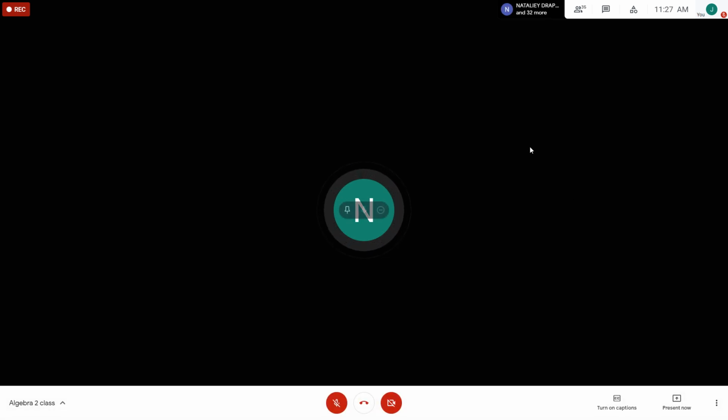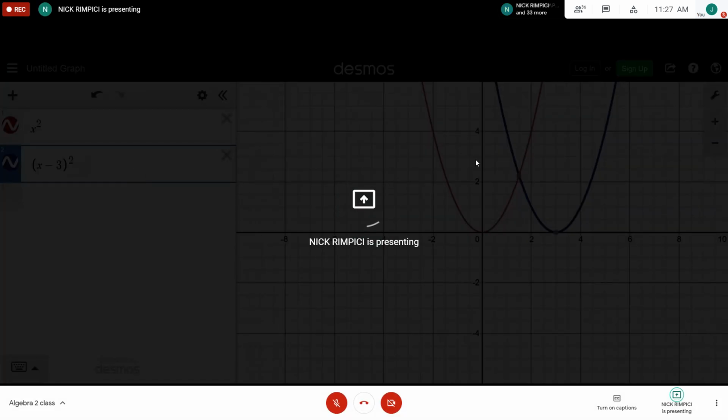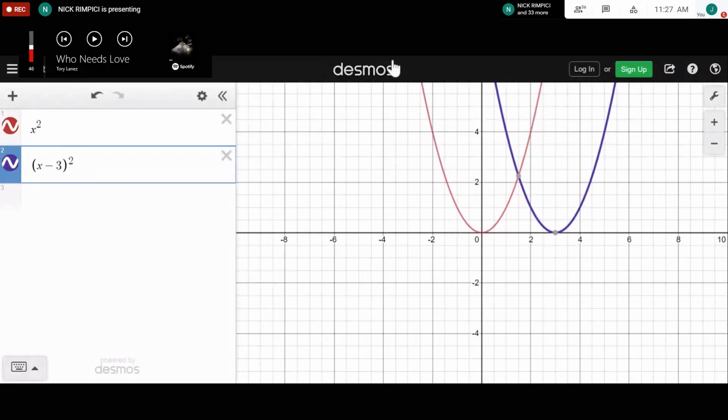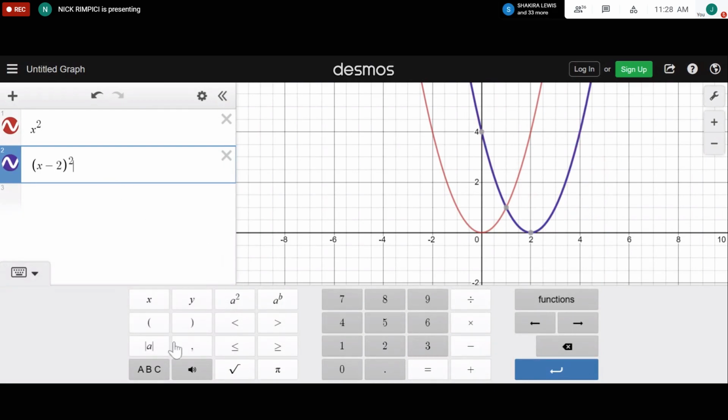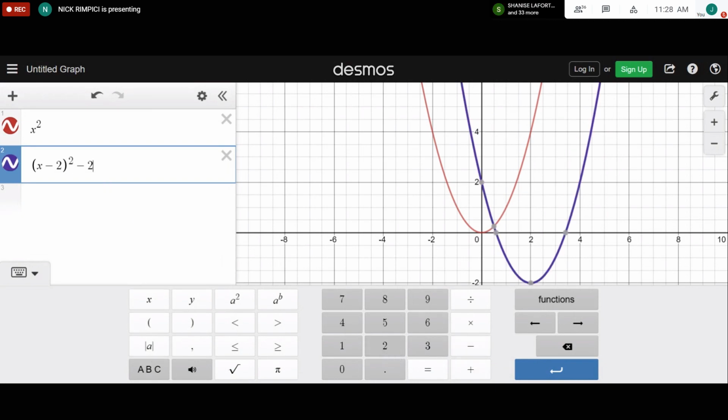Okay, let's open up Desmos. And here we go. It should be loading up. So it should be visible now. So it's (x minus 2) squared. Let me do that. X minus 2 squared. And what was it? Minus 2. (x minus 2) squared minus 2. So he did say 2 units right. He said it's going to move 2 units right and 2 units down.